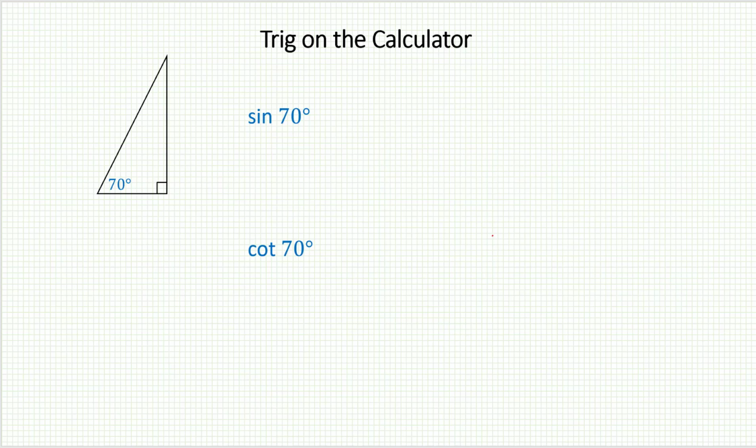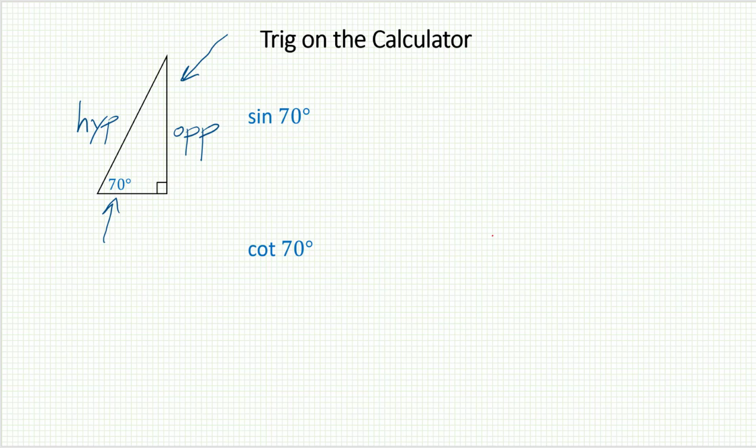Trig on the calculator. So what if we wanted to find the value of sine of 70 degrees? Well, according to our definition, I need to find a right triangle. I need to have a 70-degree angle in that right triangle. And then the sine function is going to return to me the ratio of the opposite leg to the hypotenuse.